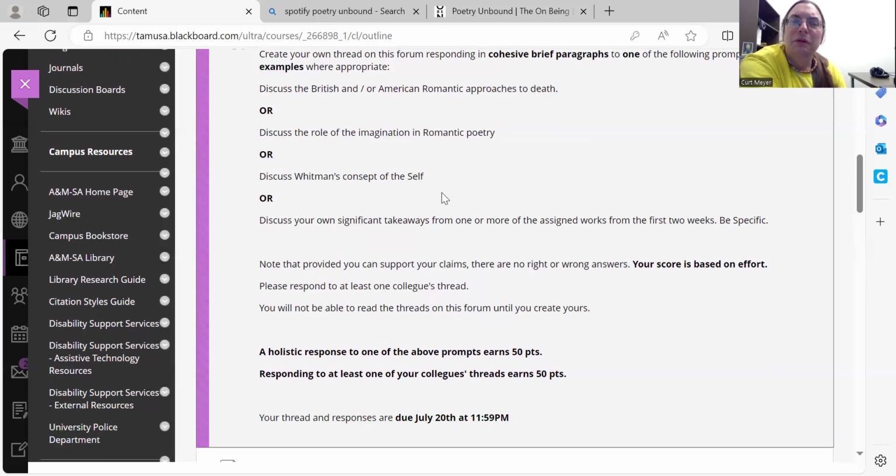When you do these entries, obviously, point out what your understanding of something like Whitman's concept of the self, for example, but also engage with it, right? What do you think about it? How does it relate to your concept of the self? Things like that, right?